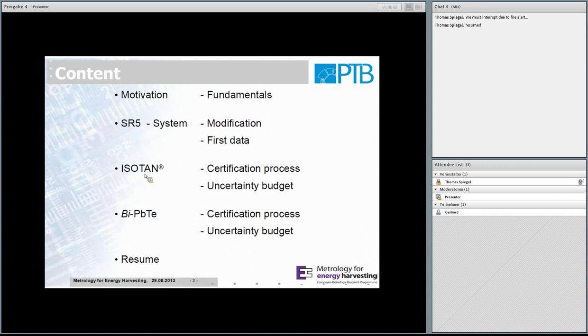After this, we chose Isotan as the first reference material, and I will guide you through the certification process so far. I will present the uncertainty budget of the Isotan and the ongoing certification of this material according to ISO Guide 35. Then I will come to the semiconducting reference material which we chose, which is bismuth-doped lead telluride, and I will give you also the certification process and the uncertainty budget. In the end, I will conclude my talk in a short résumé. So let's start now.